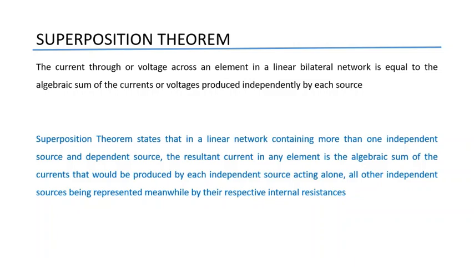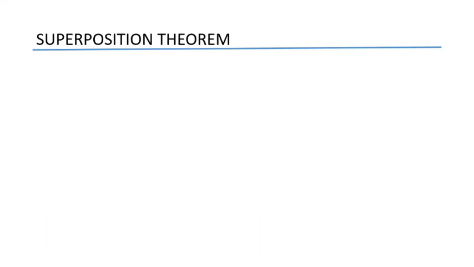In other words, the theorem can be stated like this. Superposition theorem states that in a linear network containing more than one independent source and dependent source, the resultant current in any element is the algebraic sum of the currents that would be produced by each independent source acting alone, all other independent sources being represented meanwhile by their respective internal resistances.